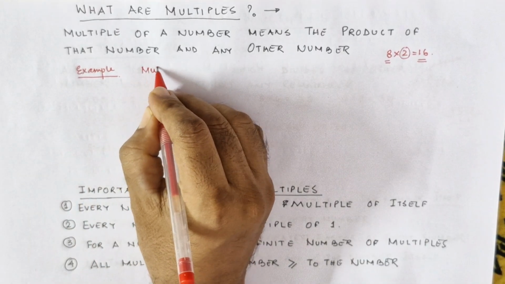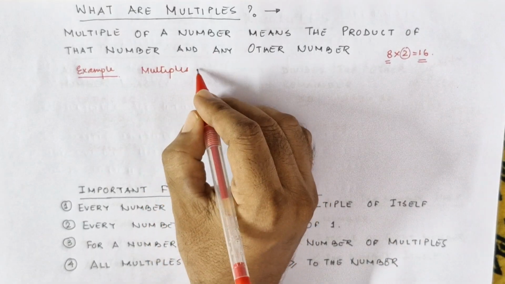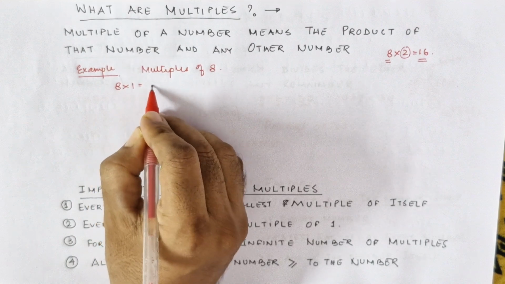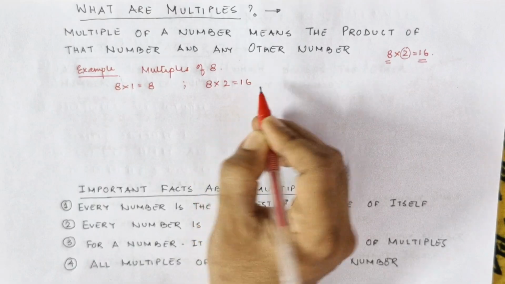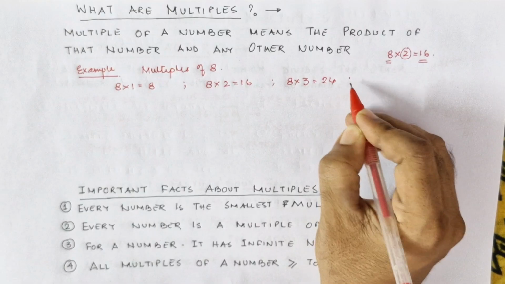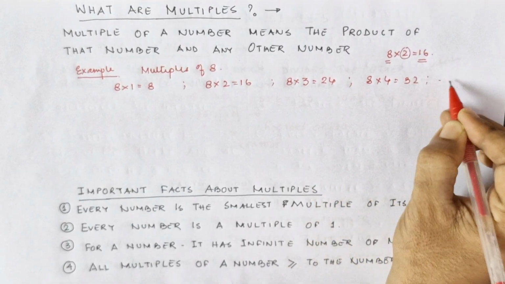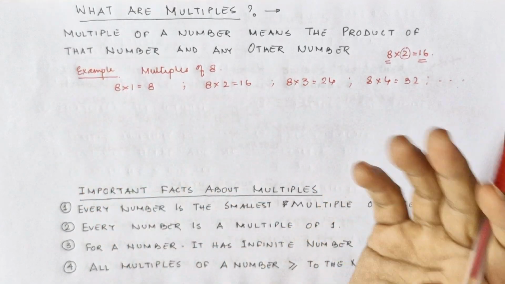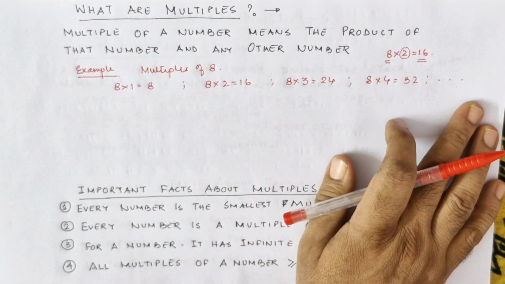If I write multiples of 8, see, 8 multiplied by 1 is 8, 8 multiplied by 2 is 16, 8 multiplied by 3 is 24, 8 multiplied by 4 is 32, and so forth. So basically multiples mean nothing but the table of that number. See, 8 ones are, 8 twos are, 8 threes are, 8 fours are, and so on.